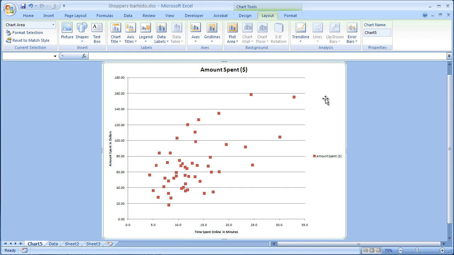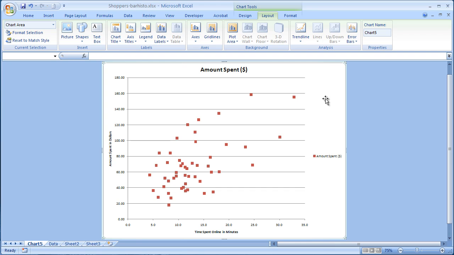Now, again, ask yourself the other extreme. If there was absolutely no relationship between the time spent in minutes online and the amount bought in dollars, what would the pattern look like? It would essentially look like a collection of dots that are not angled in any particular way. So if you were to draw a straight line through the middle of the dots, it would look like a horizontal straight line.